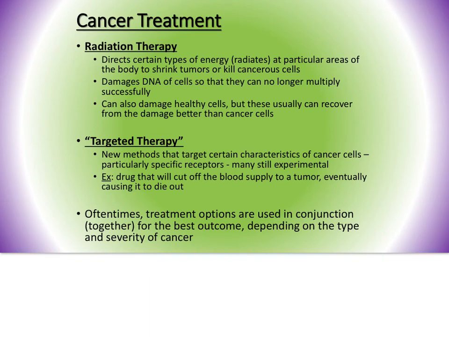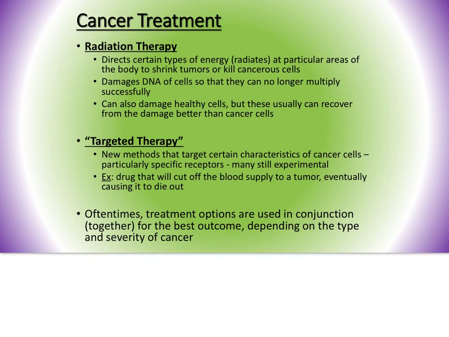Now, your fourth one is referred to as targeted therapy, and this is sort of like a general term for any kind of new experimental treatment that focuses on a specific type of cancer or specific type of cancerous cell and tries to attack characteristics of that type of tumor. There's a lot of options out there right now, but most of them, like I said, are experimental and sort of in the test stages. One example that is actually used more now is a drug that will cut off blood supply to a tumor.